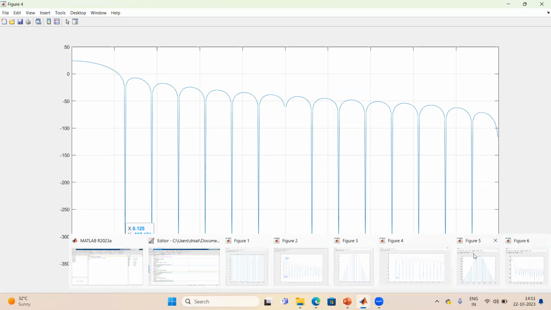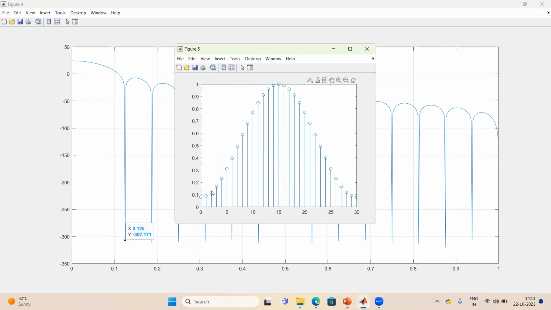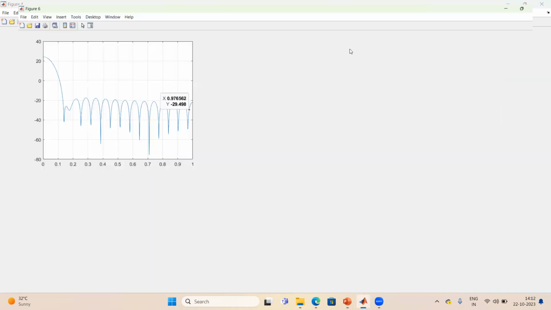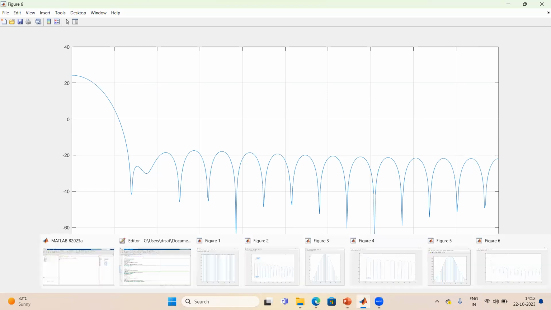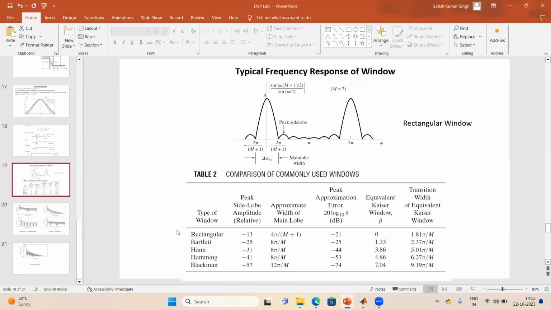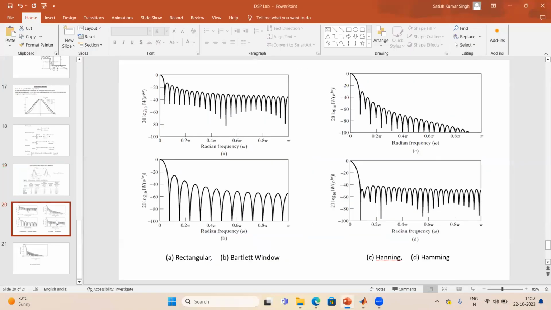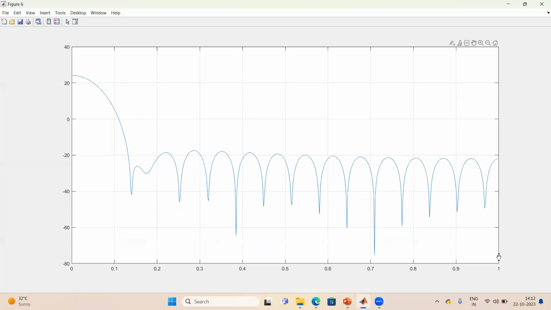This way you can observe all the other windows. We can also see this is our Hamming window. You will be able to observe a little bit of variation in this graph if you compare it with the Hanning window. And then this is our frequency response curve corresponding to the Hamming window. A similar graph I also showed you in the slide. Here you can see this Hamming window, and we are getting a similar graph using MATLAB. So try to verify again what the major lobe width is and what the side lobe amplitude is.